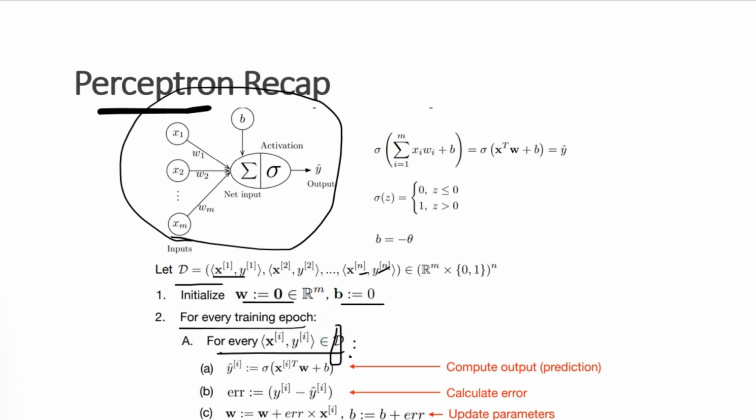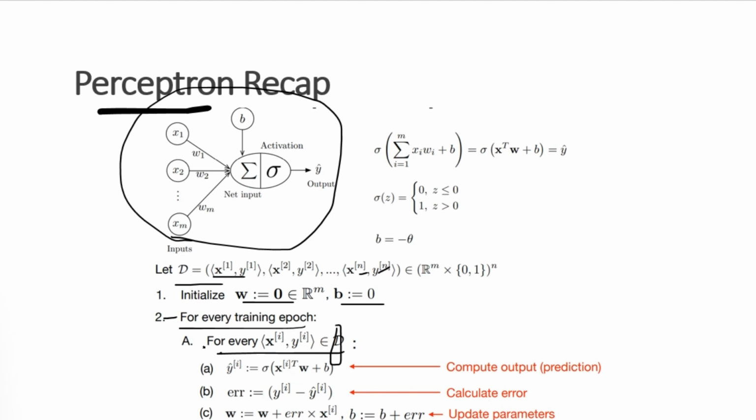And this inner for loop is really just going from one training point to the next one, one at a time. That's what's going on here. And the outer one, the training epoch loop, once we complete going through the dataset, we start at the beginning again and go through the dataset again. So that's really what's going on here.